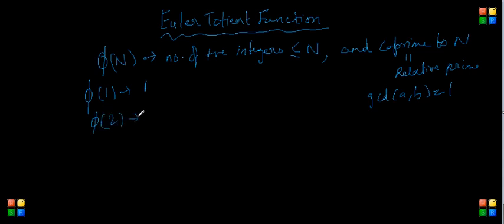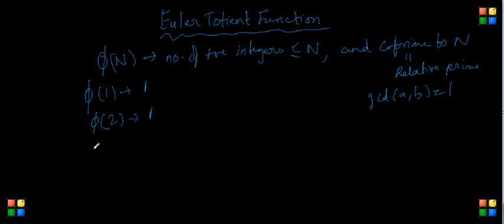What is phi of 2? All the numbers which are less than or equal to 2 are 1 and 2. So 1 is obviously co-prime to 2, however 2 is not co-prime to 2 by the basic definition of relatively prime numbers. So phi of 2 as well is 1.